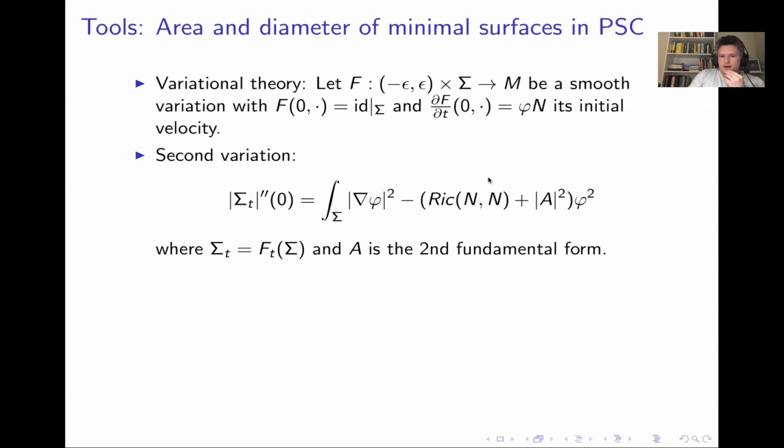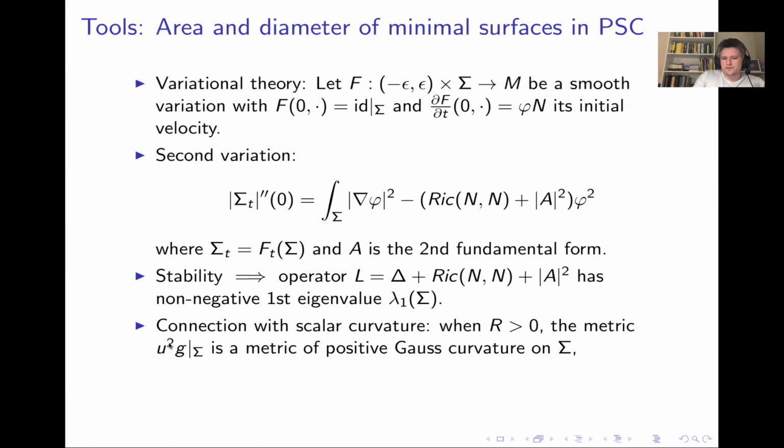And what is the connection with scalar curvature? Well, the connection is that if I take the first eigenfunction for this operator, which we call u, first eigenfunctions of an operator of this kind are always positive. So I can then look at the following metric on sigma, u squared times g, where g is just the restriction of the ambient metric over sigma. This is a conformal metric to the original one that I had on the surface. Well, this conformal metric is going to be a metric of positive Gauss curvature.